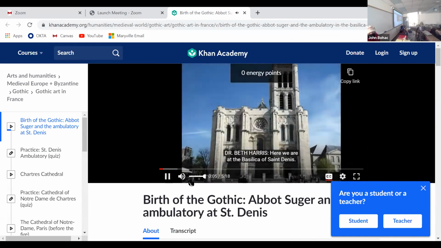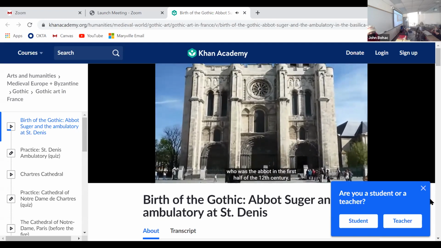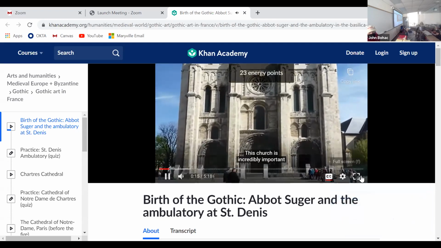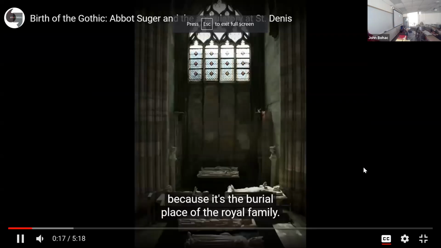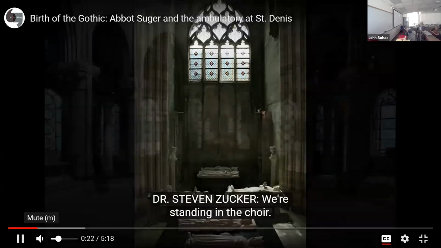Here we are at the Basilica of Saint Denis, the birthplace of Gothic architecture, thanks to Suger, who was the abbot in the first half of the 12th century. This church is incredibly important because it's the burial place of the royal families, and Suger himself was an advisor to the royal family.